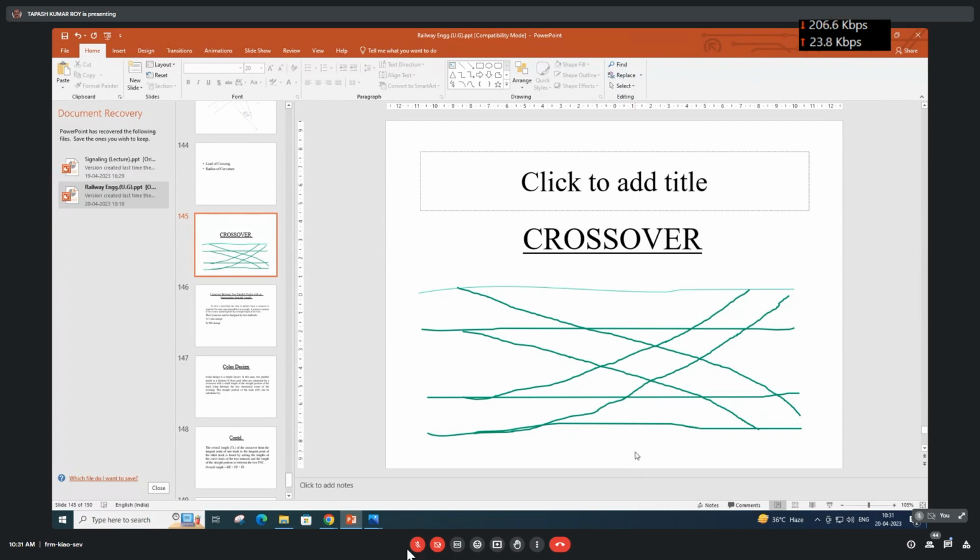So you may check any one of the books, and you can easily get the idea. It is nothing but the points and crossings. So this is the end of the points and crossings part.